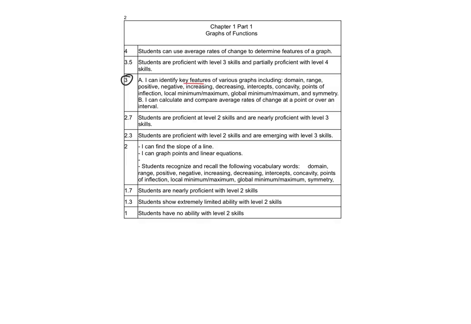I can identify key features of various graphs, including domain, range, positive, negative, increasing, decreasing, intercepts, concavity, points of inflection, local mins and maxes, global mins and maxes, and symmetry. And we also want to calculate and compare average rates of change at a point or over an interval.